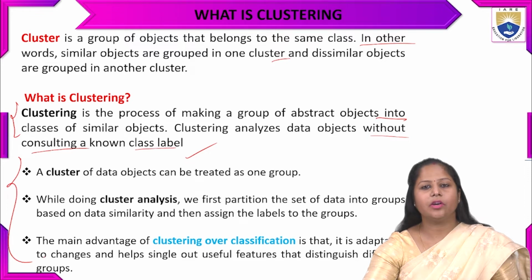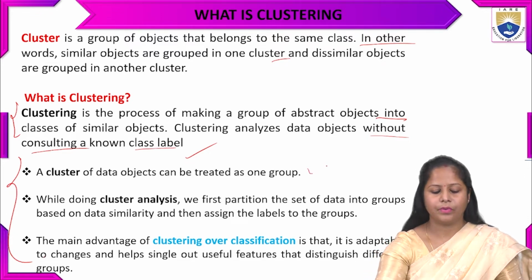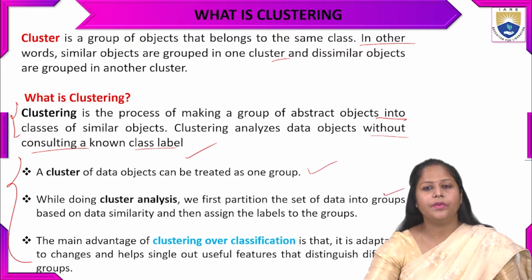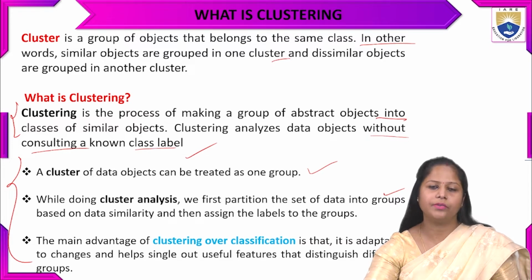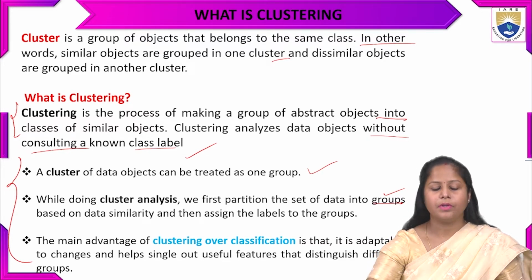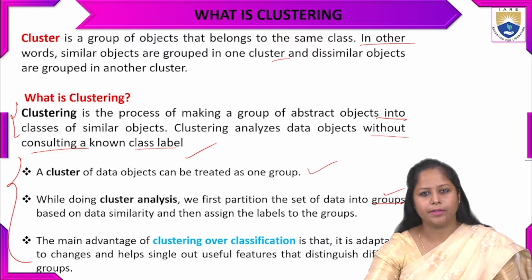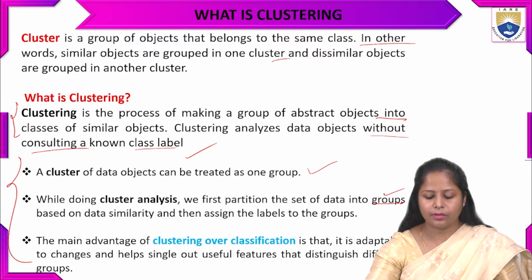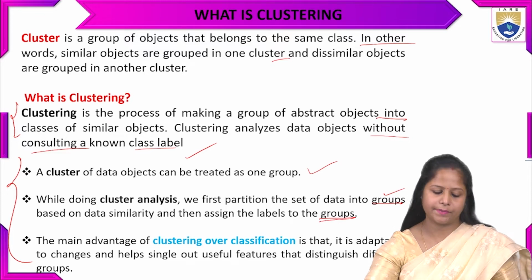A cluster of data objects can be treated as one group. While we are doing clustering analysis, we first have to partition the set of data into groups based on the data similarity, and then we have to assign labels to those groups. So that is the first step we have to do while doing clustering analysis.